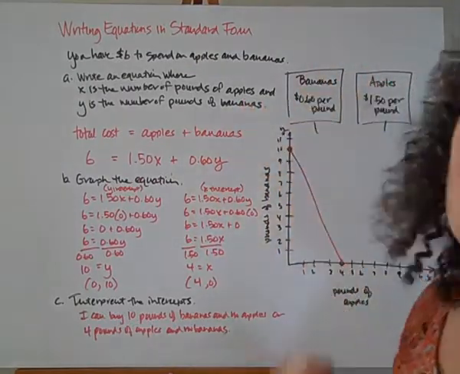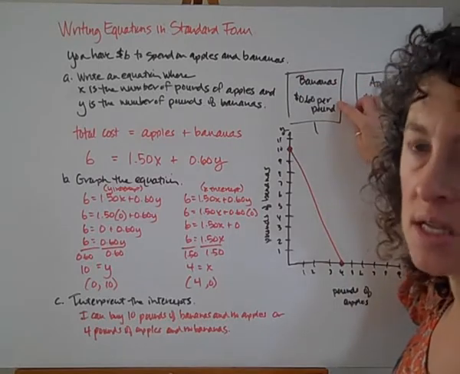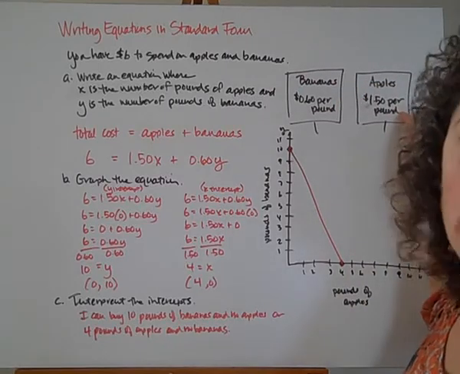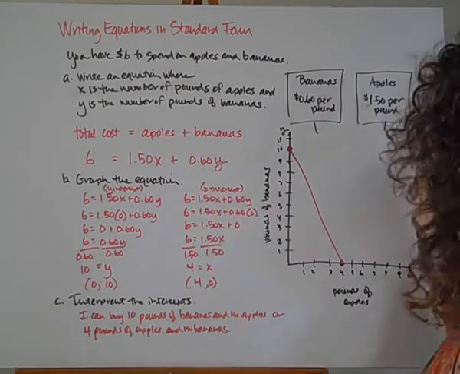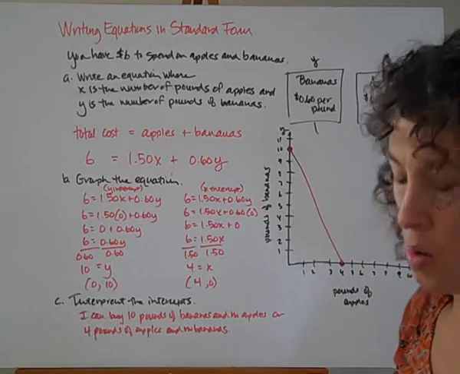So over here we have some more information about the story. They're telling us that bananas are 60 cents per pound, and apples are $1.50 per pound. So again, we're using x for our apples, so this is going to be our x, and we're using y for our bananas, so this is going to be our y.